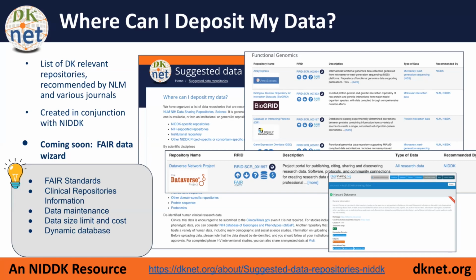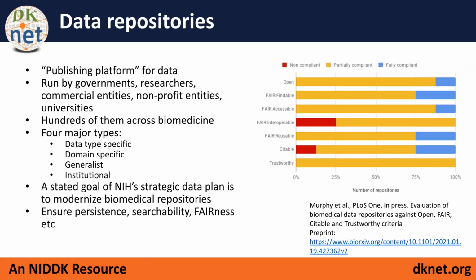And some of them are run by commercial entities, and some of them are run by researchers, and some of them are run by nonprofits, and some of them are run by your library. So there's a rich array of data repositories that are available to you, okay? Generally, we can divide them into 4 different types. As I mentioned, they're data type specific, they're domain specific, they're generalist, so they take anything, or they may be run by your library. And so you have access to them if you are a researcher at that institution.